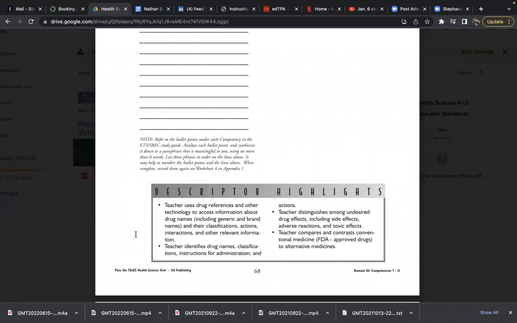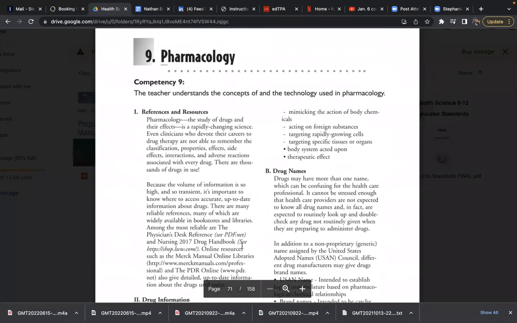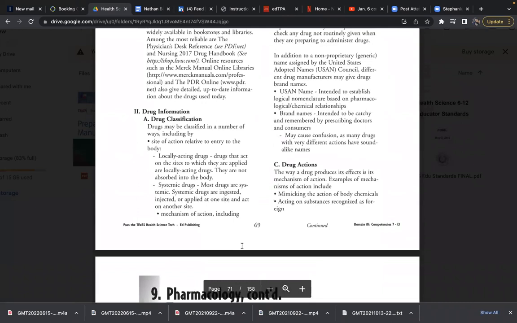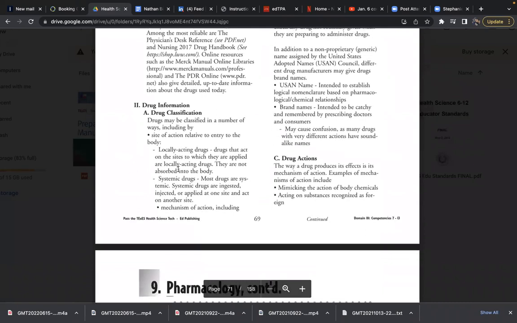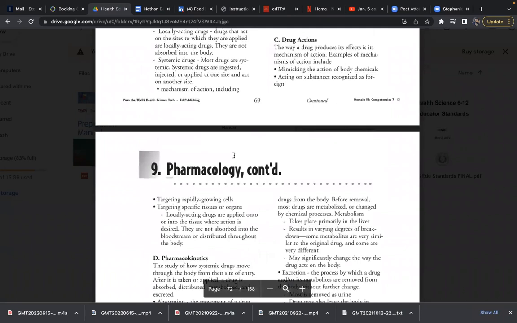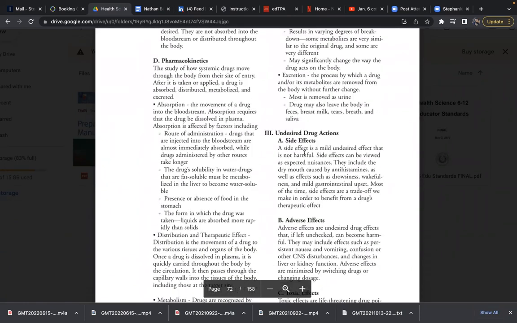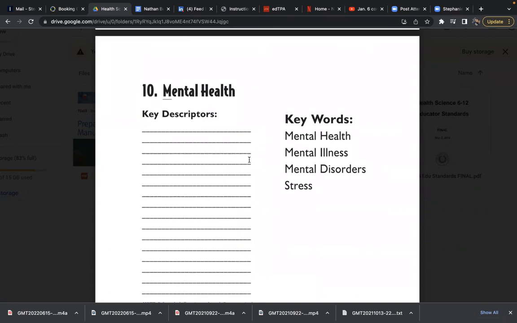Discussing those things, all relevant information, being able to identify the different classifications of drugs, drug names, the process of going through the administration, the different types of administration: oral, intravenous, rectally, through a feeding tube, whatever administration you're doing. So anything having to do with pharmacology. Locally activating drugs, topical drugs, side effects, all that good stuff.